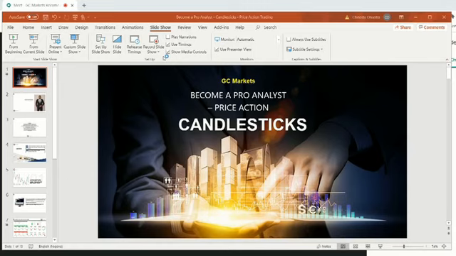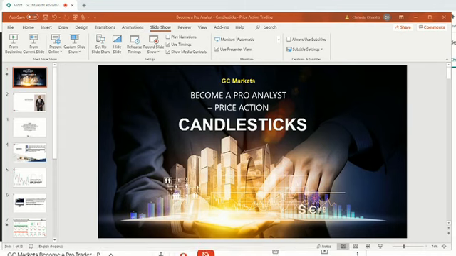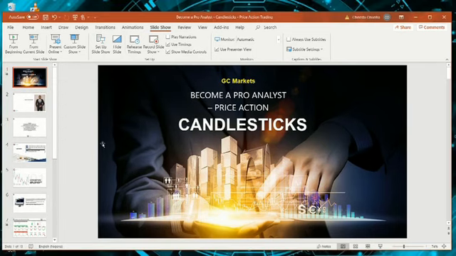So in today's training, we're going to be looking at candlesticks and price action, and we'll see how this can help us become effective traders overall, and how we can probably profit from the market. Becoming a pro analyst: price action candlesticks.